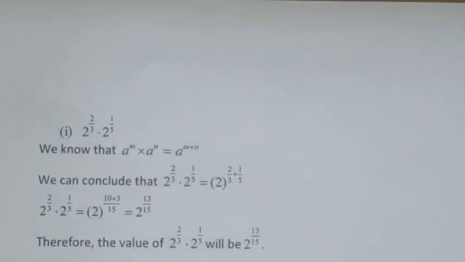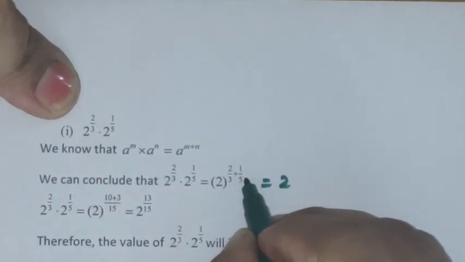2 raised to 2 by 3 into 2 raised to 1 by 5. So the first rule of the exponents, a raised to m into a raised to n, is a raised to m plus n. So 2 raised to 2 by 3 into 2 raised to 1 by 5 means 2 raised to 2 by 3 plus 1 by 5. We have to take the LCM. LCM is 15. So 2 raised to (2 into 5 plus 1 into 3) divided by 15, that is 10 plus 3 by 15. So it is equal to 2 raised to 13 by 15.